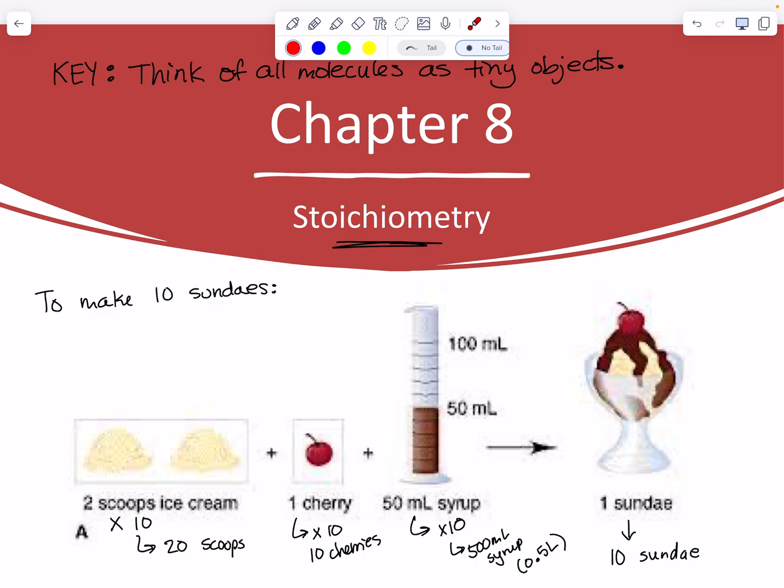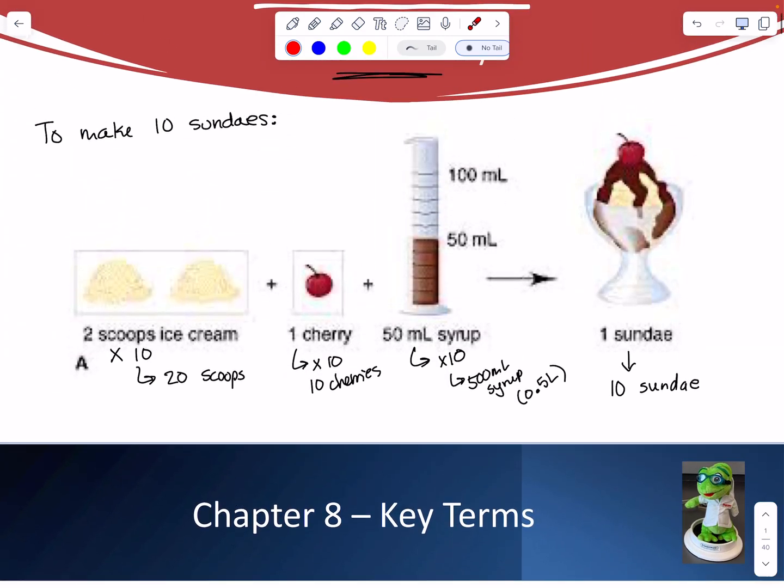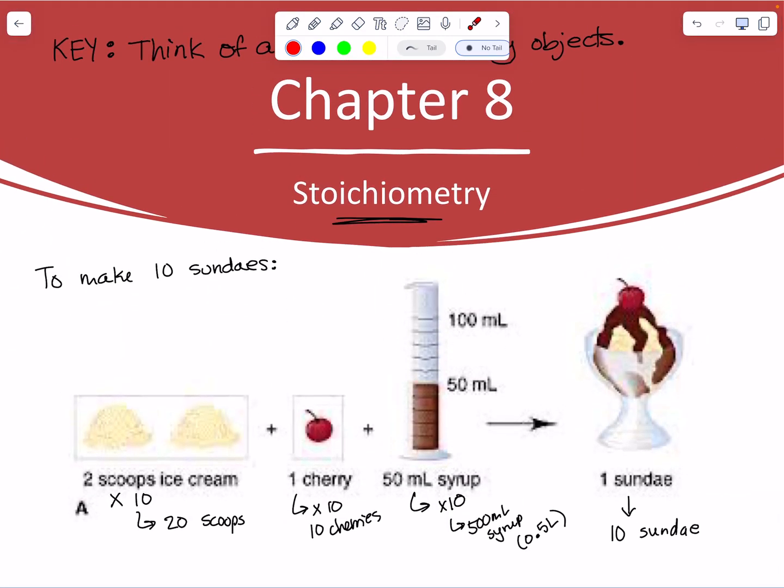So we're going to be starting on the compound level. In this case, our compound is the sundae, okay? If we call the ice cream I, the cherry C, and the syrup S, then our compound would be I2, 2 scoops, C1, and then let's say a milliliter is a thing, so this would be S50, okay?